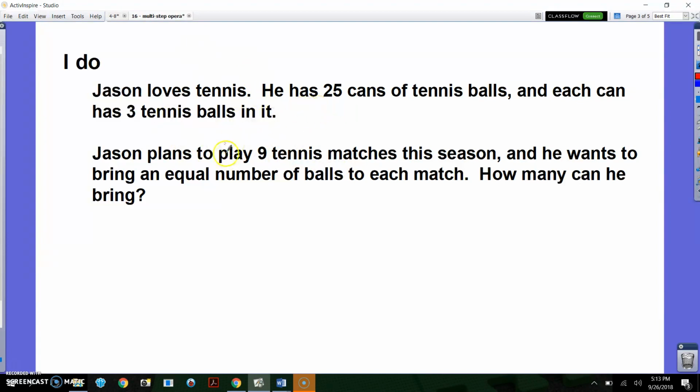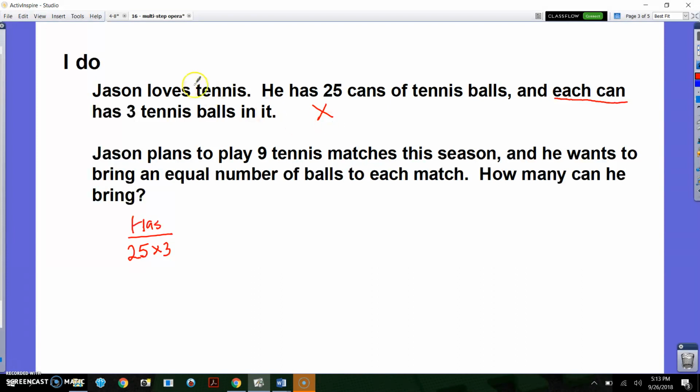So I've got more than one thing happening. So first I have how many tennis balls he has, right? And he has 25 cans of tennis balls, and each can has 3 in it. So that sounds to me like I have repeated addition, right? 3 plus 3 plus 3 plus 3, 25 times. So to me, that each can part makes it sound like I'm going to multiply up here to find out how many tennis balls he has. It sounds like he has 25 times 3 tennis balls. That's what it sounds like to me. But that's not the end of the question.